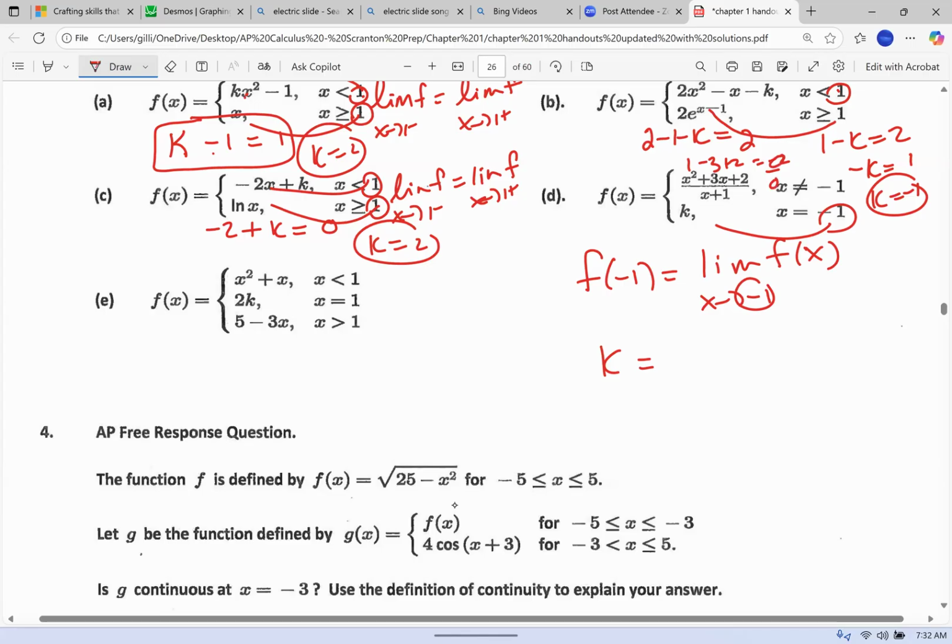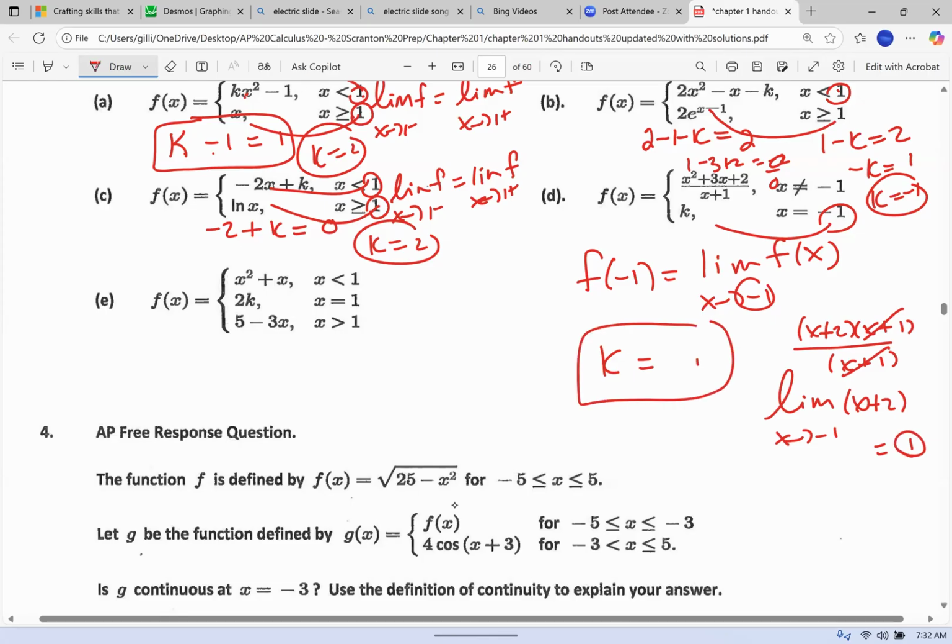What am I going to do? Try and factor. So the top would factor into x plus 2 and x plus 1 over x plus 1. The x plus 1's divide out. So now I'm going to take the limit as x approaches -1 of x plus 2, which is 1. So k equals 1. Nothing much there really going on.